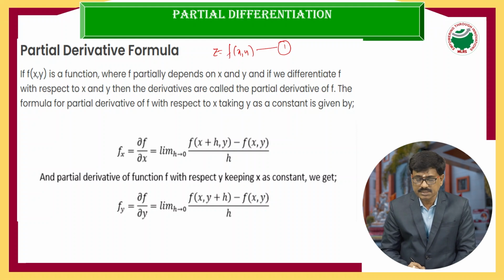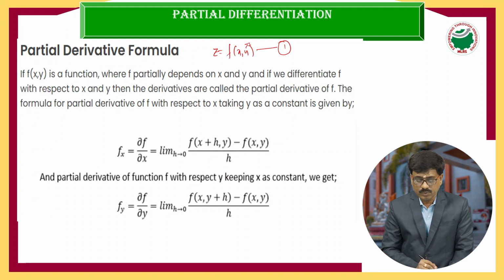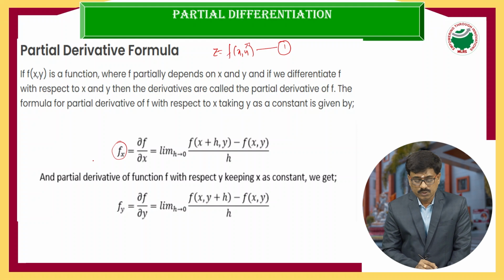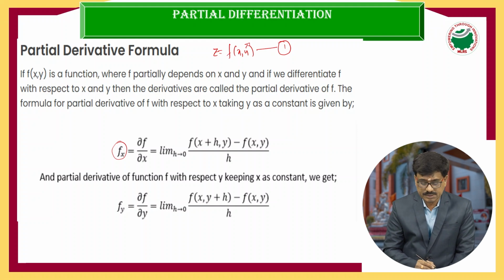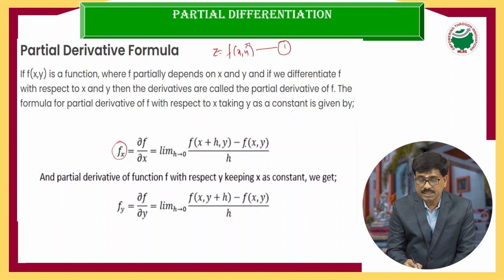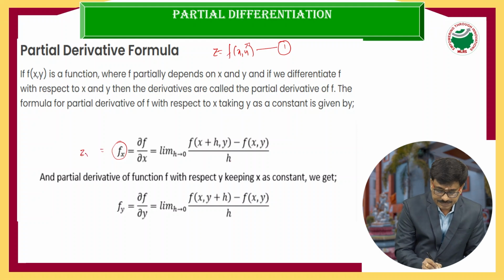When we take the partial derivative with respect to x, we are treating y as a constant. That's what we are going to write. This is nothing but dou f by dou x, which is equal to the limit as h tends to 0 of f of x plus h comma y minus f of x comma y, divided by h. I can say this is zx.